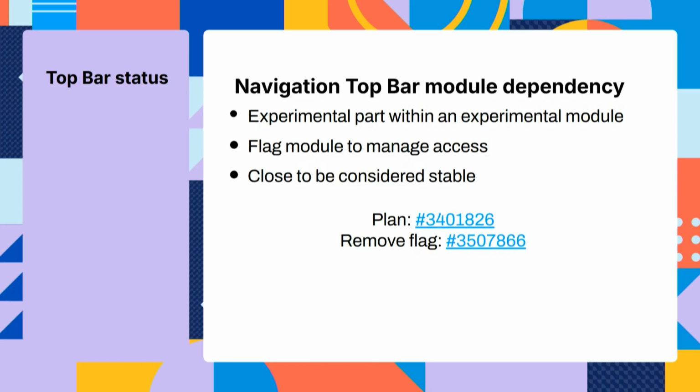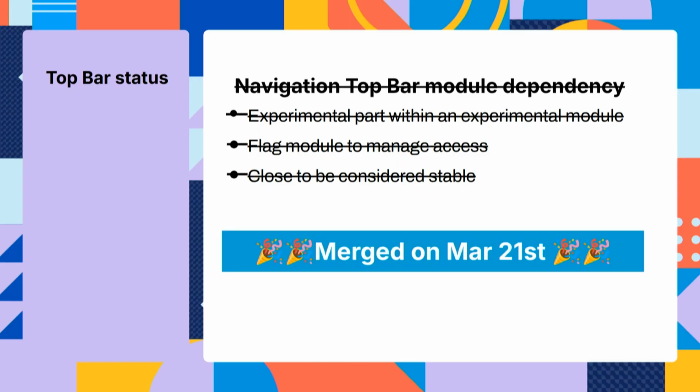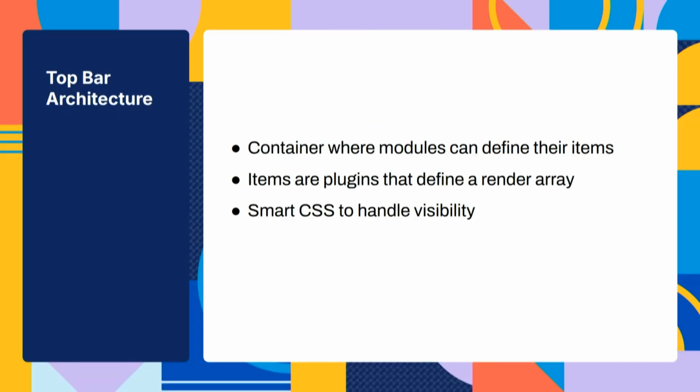But we are now very close to considering navigation stable, and we can even announce today that the top bar could be considered experimental, as the rest of the navigation is not in alpha state. And last Friday, while we were writing those slides, so that's not true anymore. We have the top bar enabled by default when you enable the navigation. So that's a huge milestone for us. That means that a big part of the job is already done.